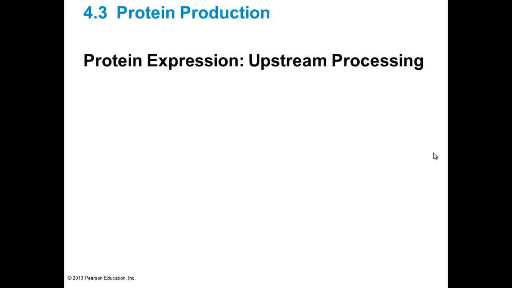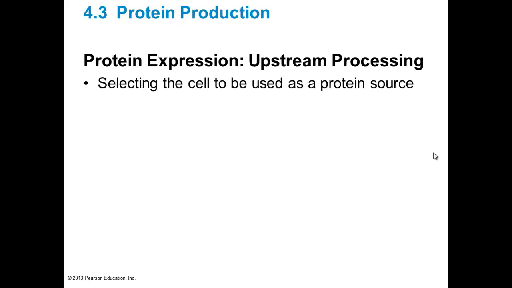Okay, so just to start with upstream processing, first you select a cell that can be used as the protein source. The most common cells that are selected are E. coli, and a yeast called Pichia pastoris. E. coli is advantageous because it's very easy to transform and it's very easy to grow. However, in a lot of instances, it's not very good at correctly folding protein. So you may want to consider a yeast like Pichia pastoris that has an endomembrane system that can fold proteins.